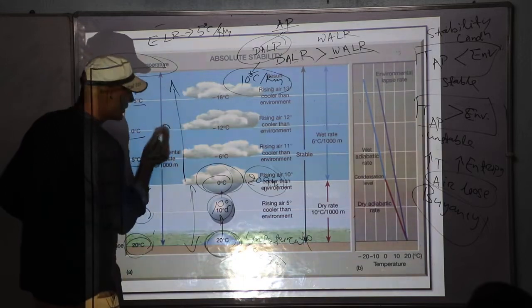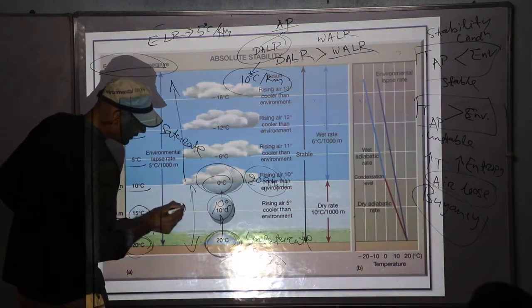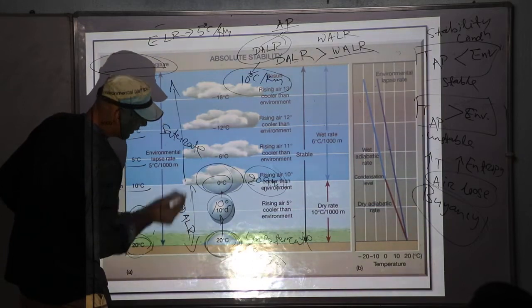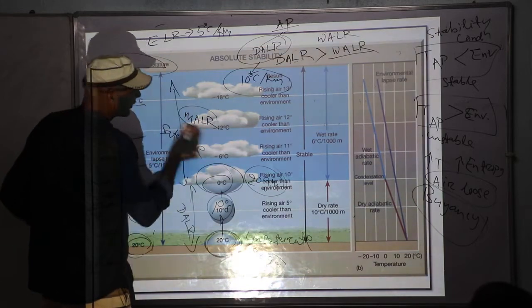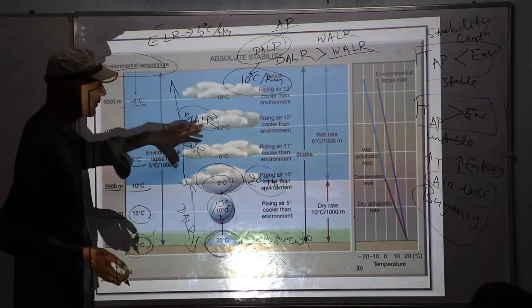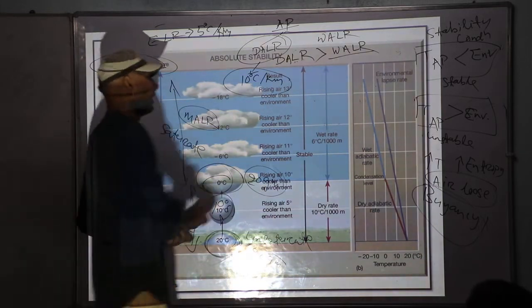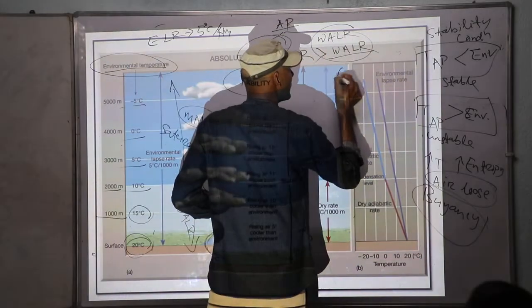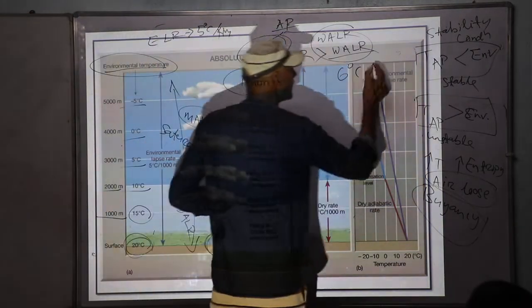Now we are considering the saturated one. So here we are using the dry adiabatic lapse rate, and here we are using the moist adiabatic lapse rate. That is almost constant for every air parcel. The dry adiabatic lapse rate is 10 degree centigrade per kilometer, and the wet adiabatic is 6 degree centigrade per kilometer.